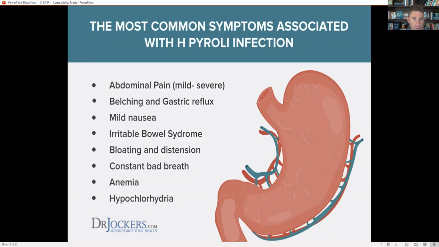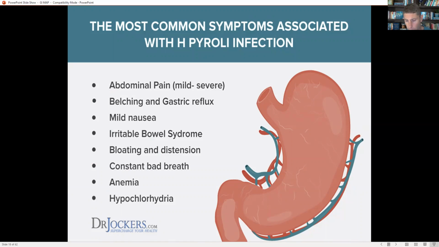It's not dramatic, but they just kind of notice this mild nausea. Irritable bowel, so constipation, diarrhea, bloating, cramping, constant bad breath, like I was talking about, anemia because we're not absorbing iron or B12 effectively. And then, of course, low stomach acid, just not producing enough stomach acid.